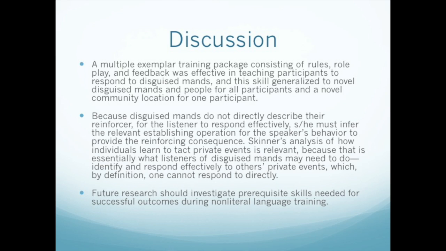Particular characteristics of this study may limit the external validity of the study. That is, it may be difficult for future researchers to identify whether the procedures used in the current study are applicable to many individuals with ASD. Although participants were described as having well-developed verbal repertoires and prior exposure to successful training via role play, it remains unclear whether there are prerequisite skills that are necessary for participants to respond appropriately to disguised mands during the training procedure. Researchers may want to investigate prerequisite skills for successful outcomes during non-literal language training.